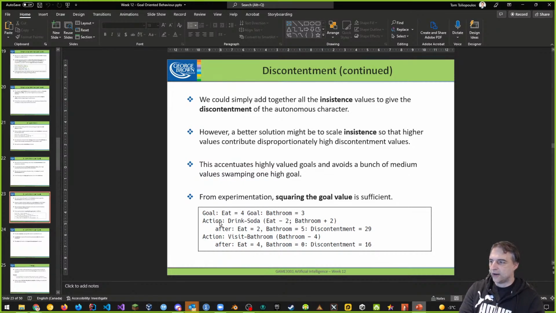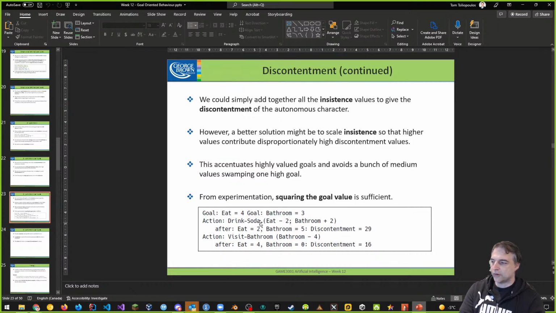So then there are two different actions, with their effects, and what your state would be after you took that action. You'd have an after effect, if you will. So let's think about this. Overall, my discontentment is 25 starting. If I take the drink soda action, then eat would go down by 2 to 2, and bathroom would go up by 2 to 5. After this action, eat is 2 and bathroom is 5. 2 times 2 is 4, and 5 times 5 is 25, so 25 and 4, your discontentment actually goes up. It's worse than where you are right now. You're at 25 discontentment, but it's going to go to 29 if you take this action.